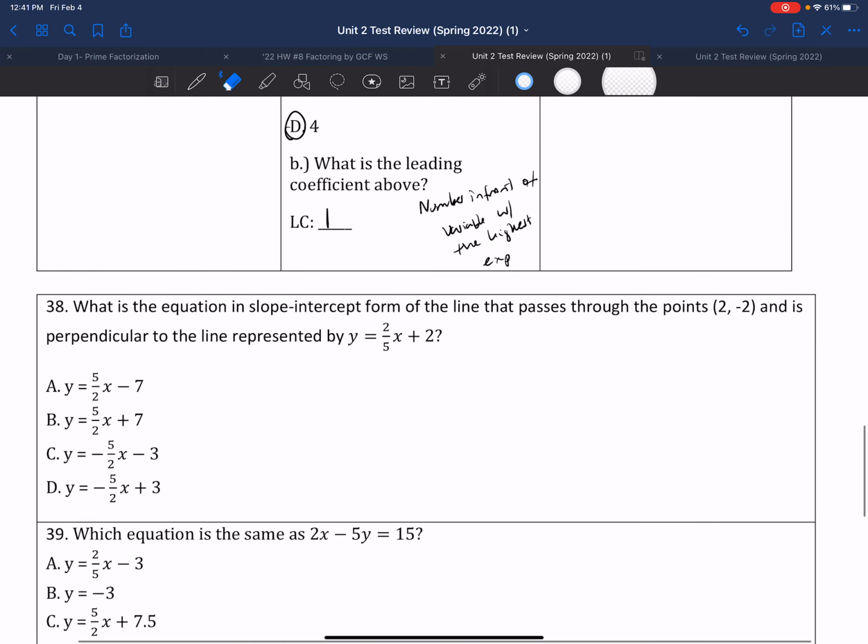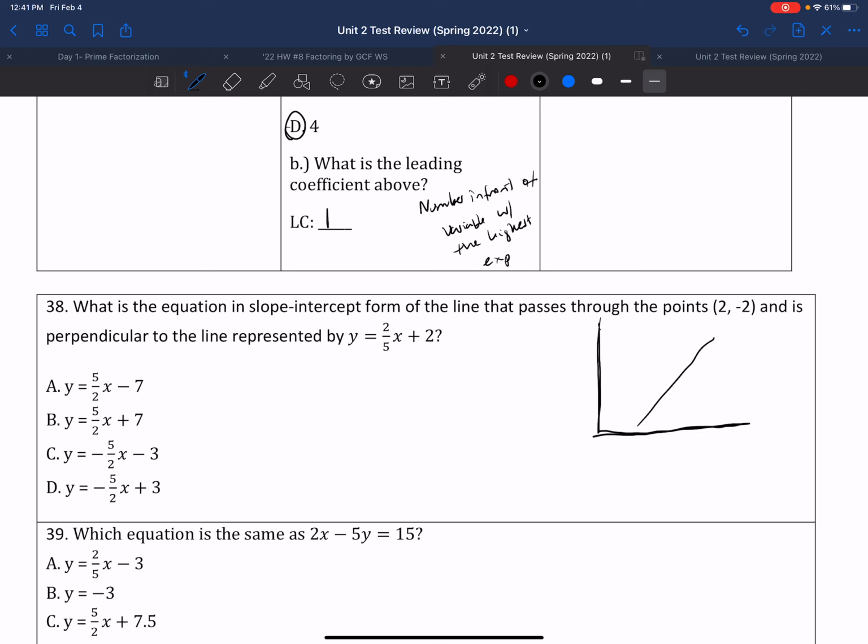Alrighty, so now we're going to get into the territory of first semester business here. What is the equation in slope-intercept form of the line that passes through the point (2, -2) and is perpendicular to the line represented by y equals 2/5 x plus 2? So let's just draw a graph and think about what the question is asking. They're saying that I'm already given an equation with a slope. Okay, let's say this is y equals 2/5 x plus 2. It's not exact, I'm sorry if it's not exact.